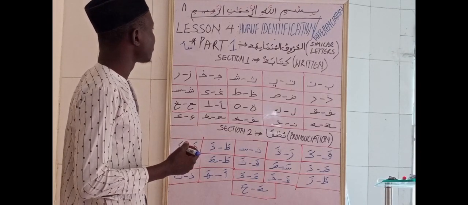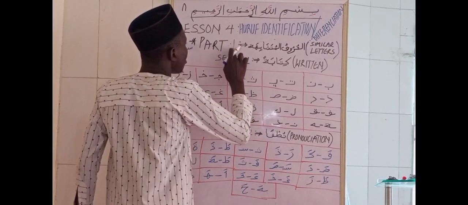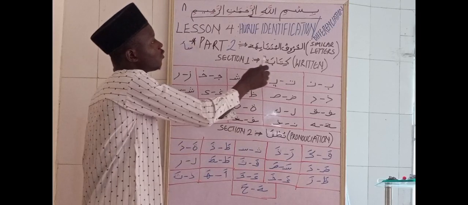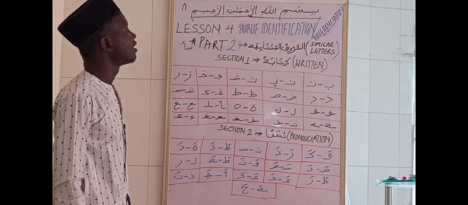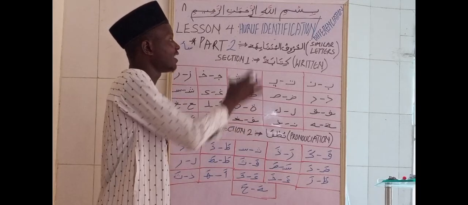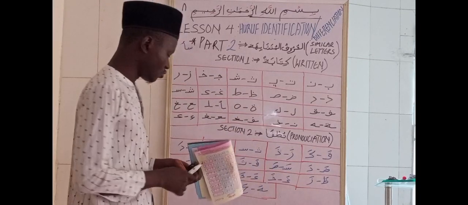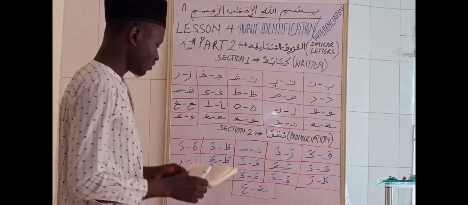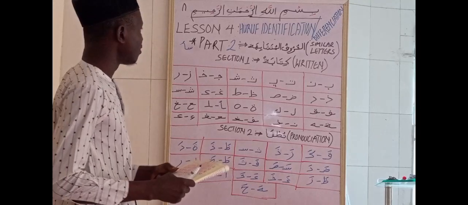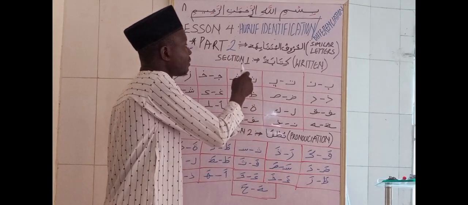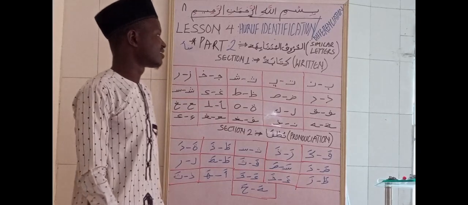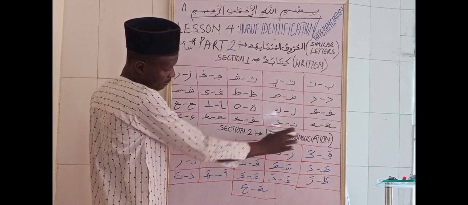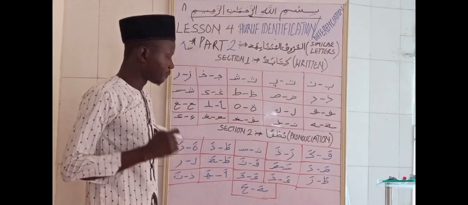So today I've brought to you part 2 of this lesson, where we are going to be doing Huruf Mutashabiha, similar letters. That's the letters that look alike. So the first section that the author has brought in page 7 of this book is KITABATAN, that's in written. There are the similar ones in written. We equally have the similar ones in pronunciation, NUTQAN.